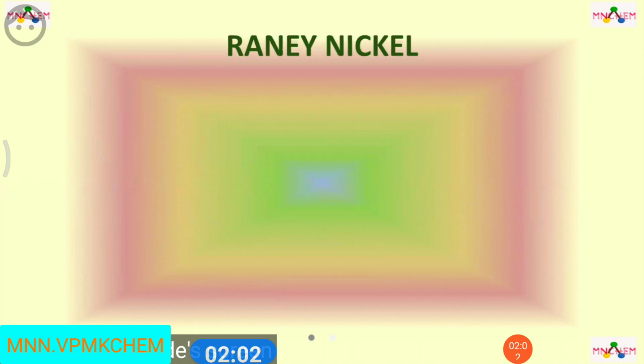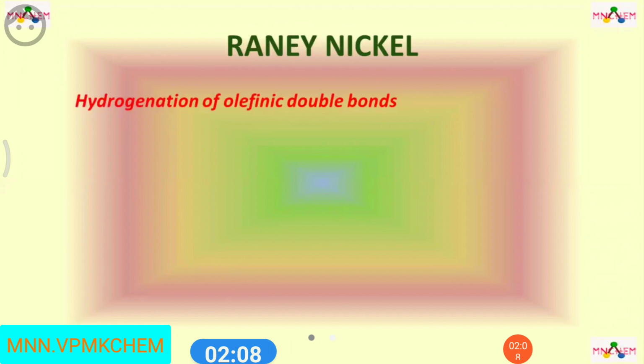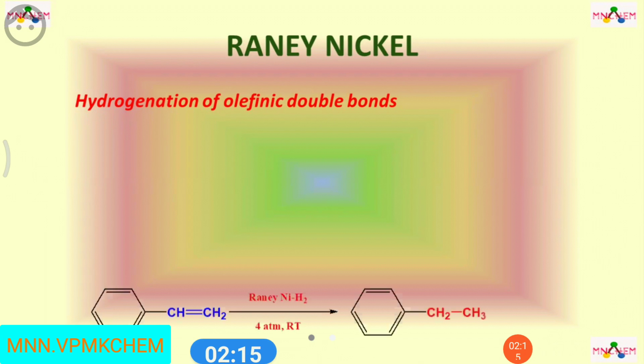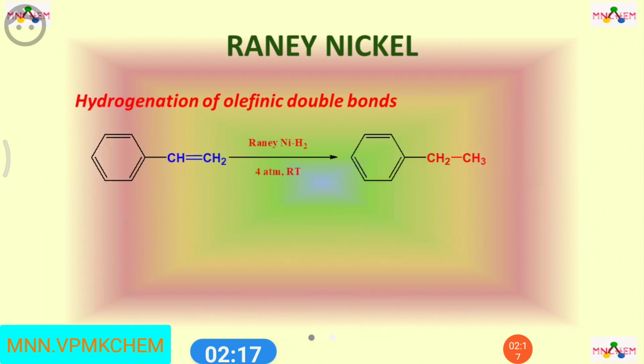Next is the reactivity of Raney nickel. It is used for hydrogenation of olefinic double bonds. A reaction can be represented like this simple reaction where we have styrene. It is reduced to ethylbenzene. This is a smooth reaction and occurs at room temperature.